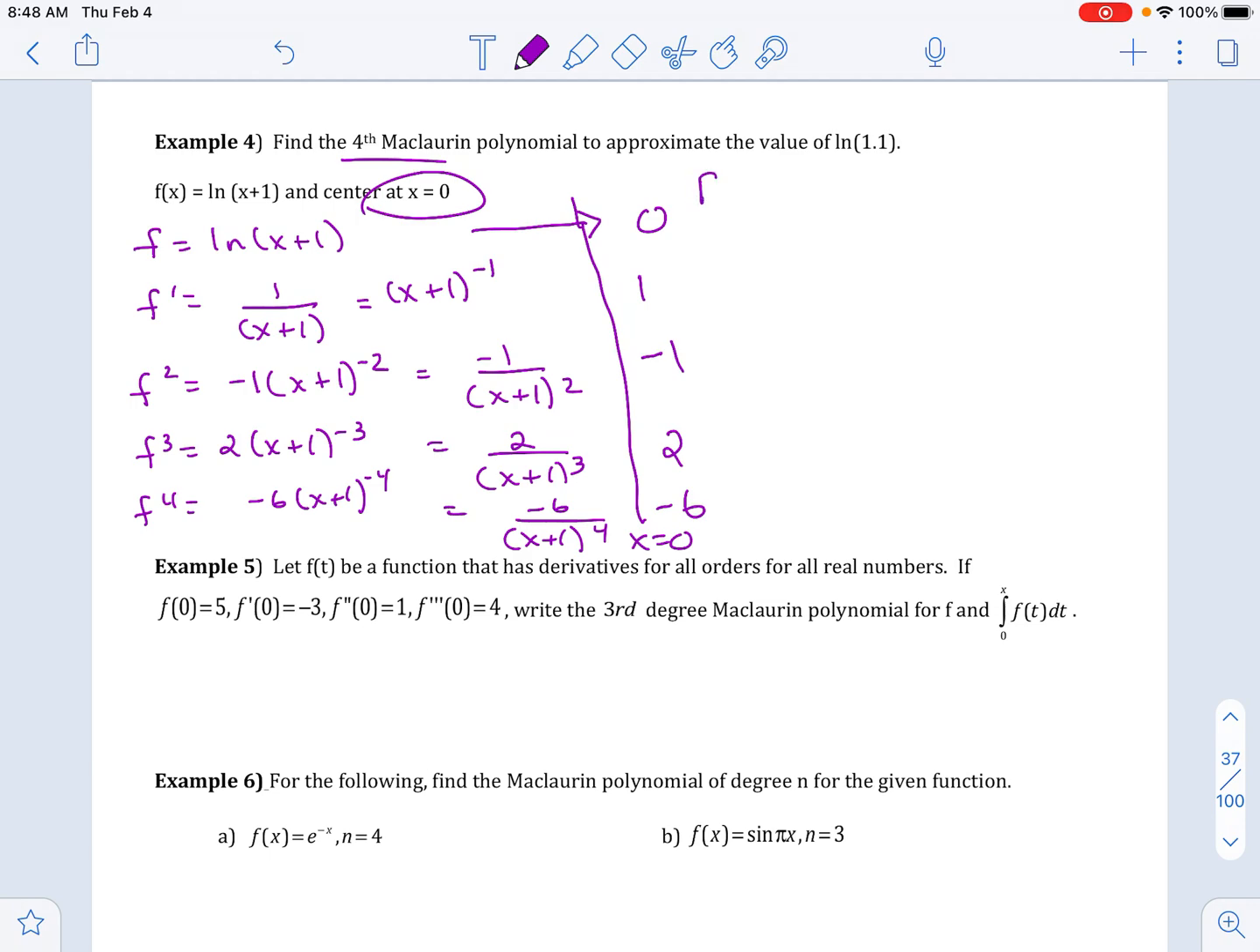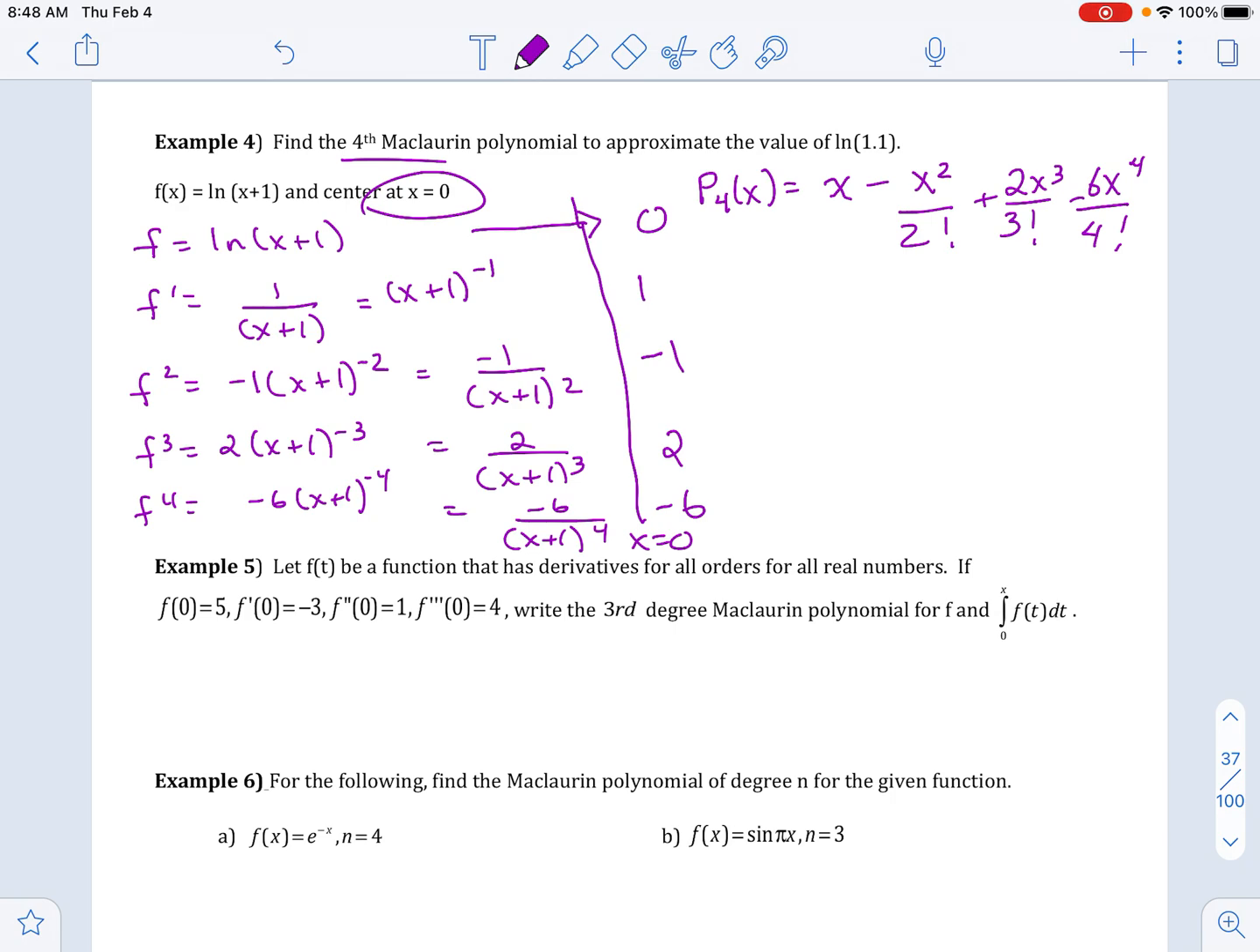So my fourth degree polynomial is first term is 0, which I'm not going to write. And then we have the first derivative times x, minus the second derivative times x squared over 2 factorial, plus 2x cubed over 3 factorial, minus 6x to the fourth over 4 factorial. So this is my fourth degree polynomial.